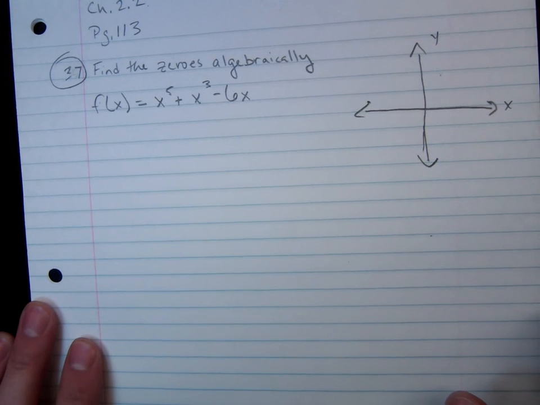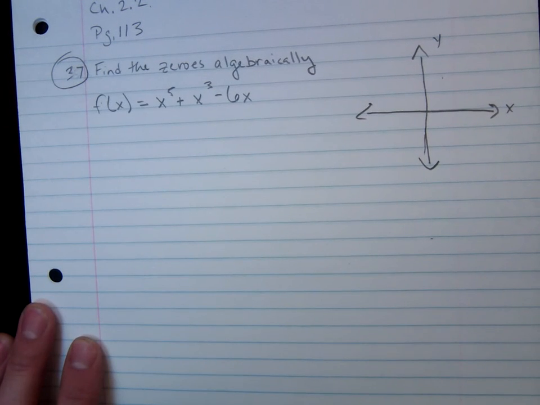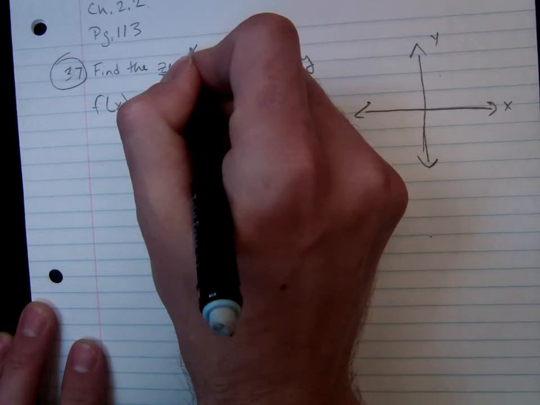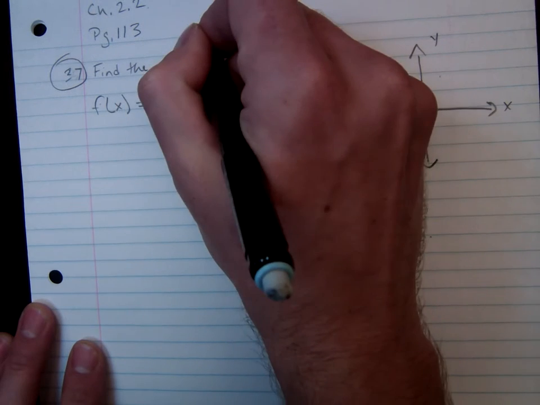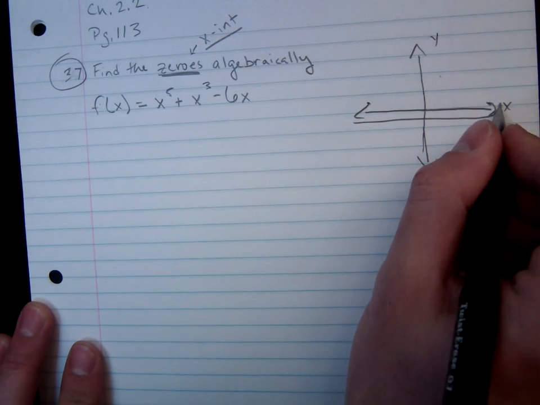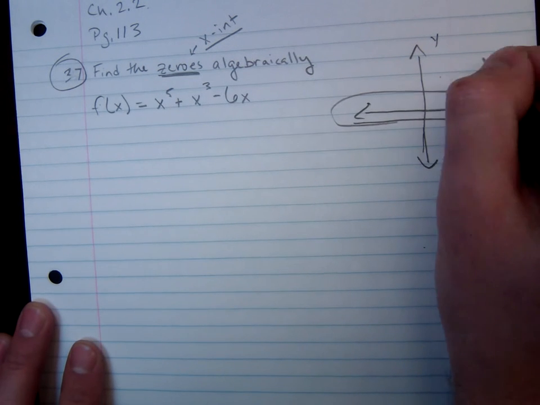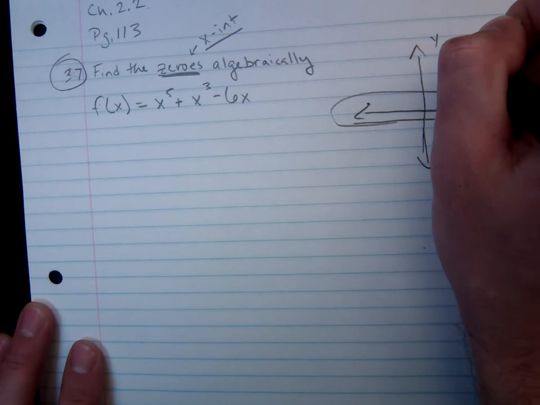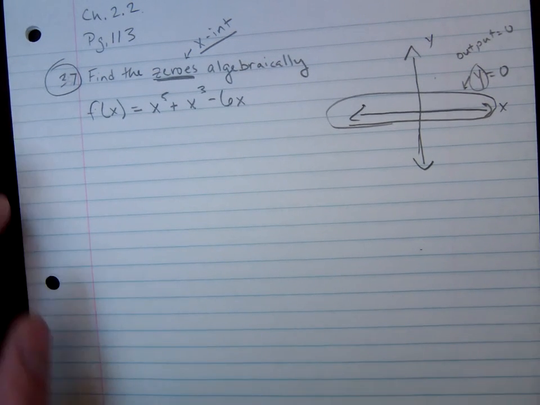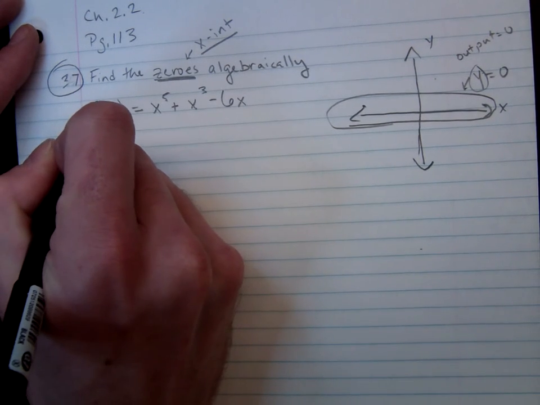All right, so this is problem number 37 out of chapter 2.2, page 113 in the book. For this problem, they asked us to find the zeros algebraically. Another term for zeros would be the x-intercepts. Okay? And the reason it's called zeros is along the x-axis. That's when we know that y is in fact equal to 0, or in more general terms, the output is equal to 0.